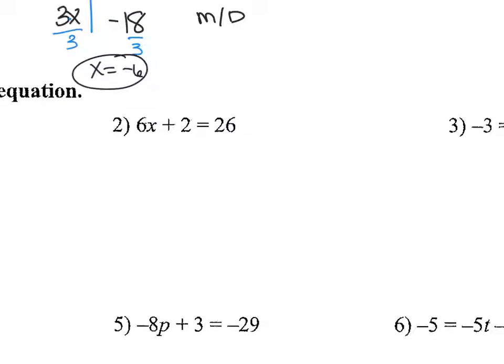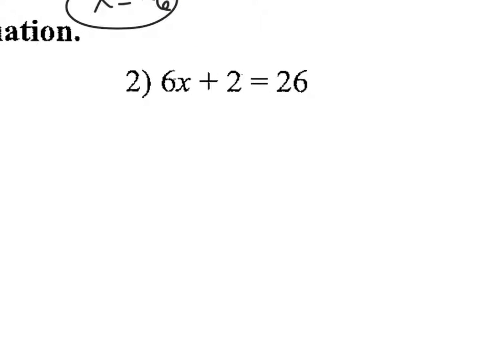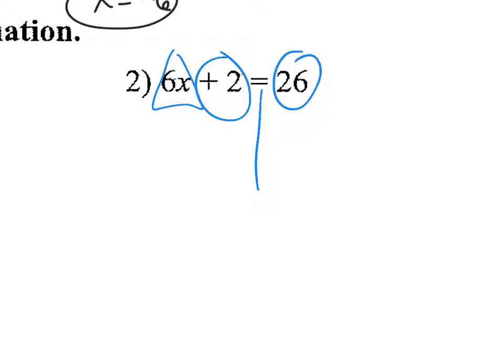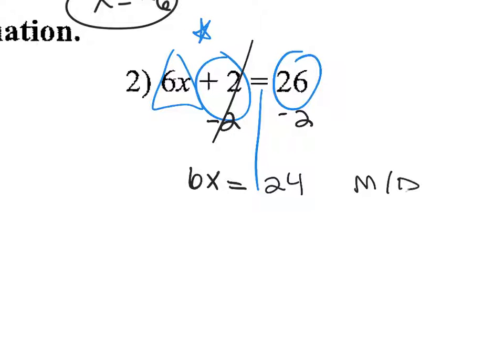Okay, number two. I've got 6x plus 2 equals 26. So again, which side am I starting on? The left side here. Which one of those two things can I get rid of? The two. If it's plus 2 in the problem, I'm going to subtract 2 to get rid of it. Minus 2, minus 2. So I'm left with 6x equals 24. And now my last step should be multiplying or dividing. Divide. We're going to divide. So what's 24 divided by 6? Good, 4.